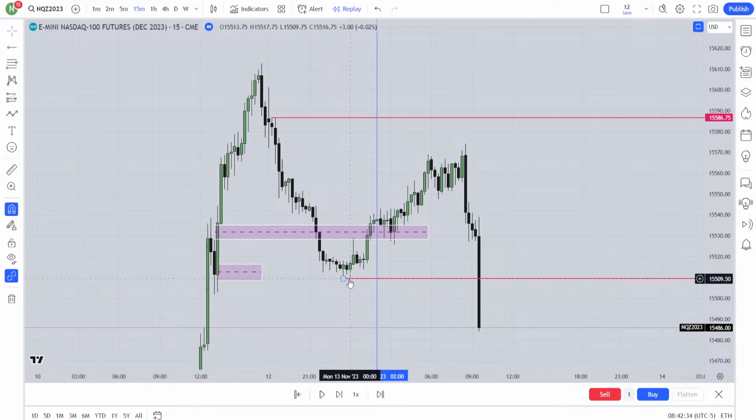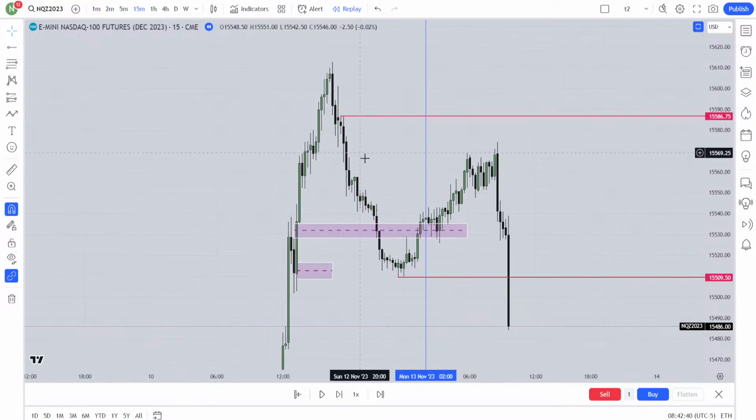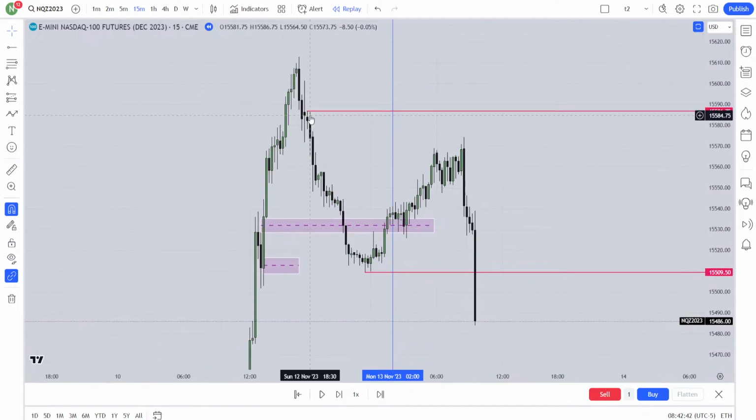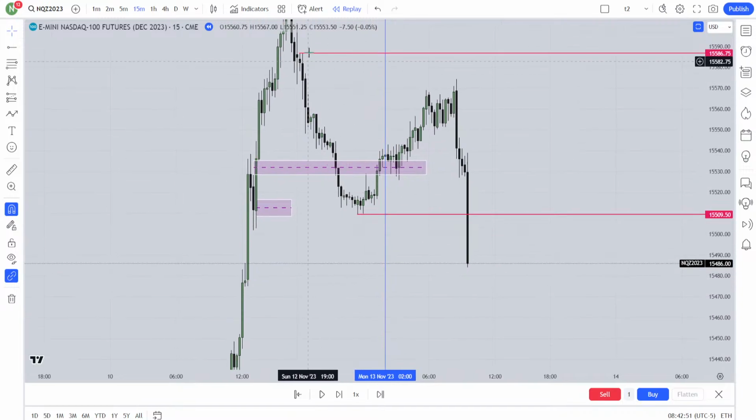Look at this low. This is noticeable, clean lows. But look at this, where this buy side liquidity has been placed. It is just a candle, nothing else. It is not significant at all compared to this liquidity. So what do you think? Which one is more obvious? This buy side liquidity or this sell side liquidity?